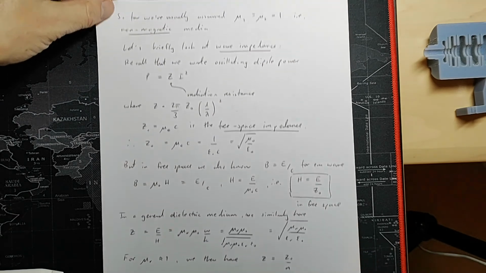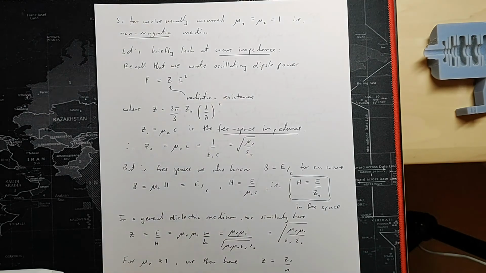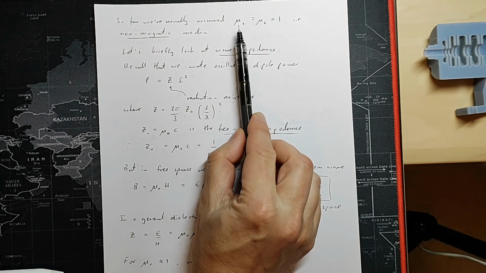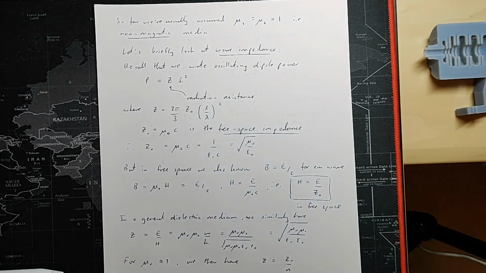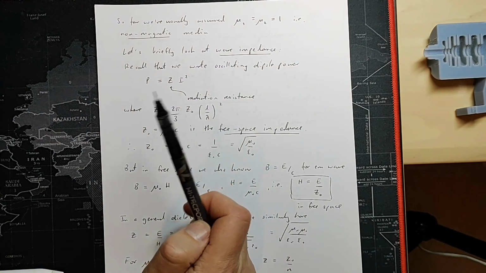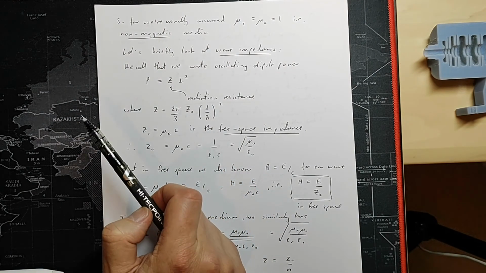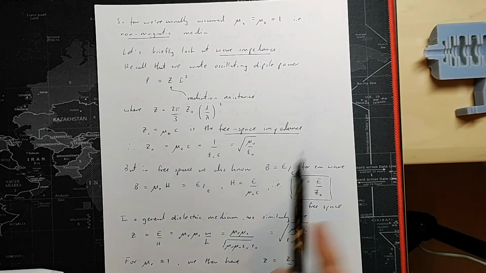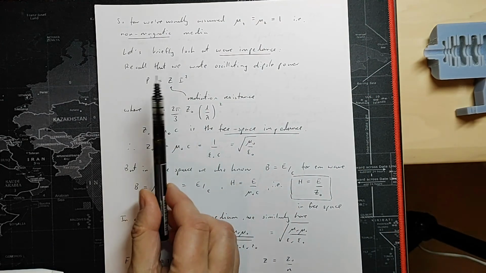Now, let's just take a pause for a moment. We've usually assumed that mu1 equals mu2 equals 1. So we're talking here about a non-magnetic medium. So let's think about these reflection coefficients and transmission coefficients in terms of wave impedance. So let's try to link together these ideas.